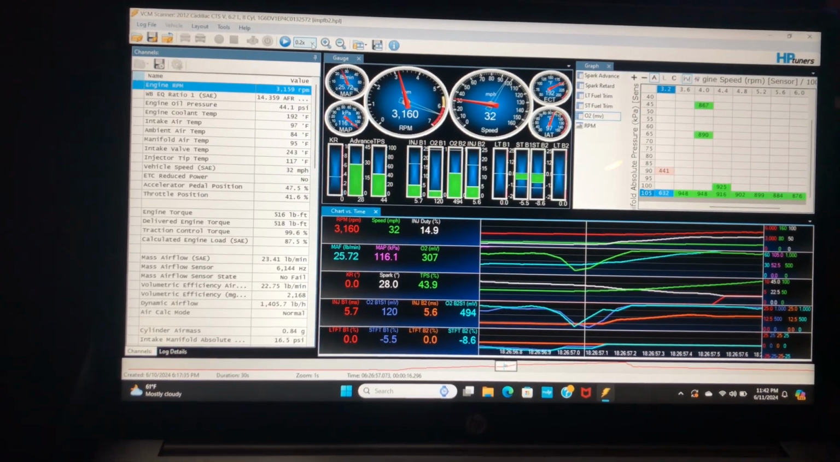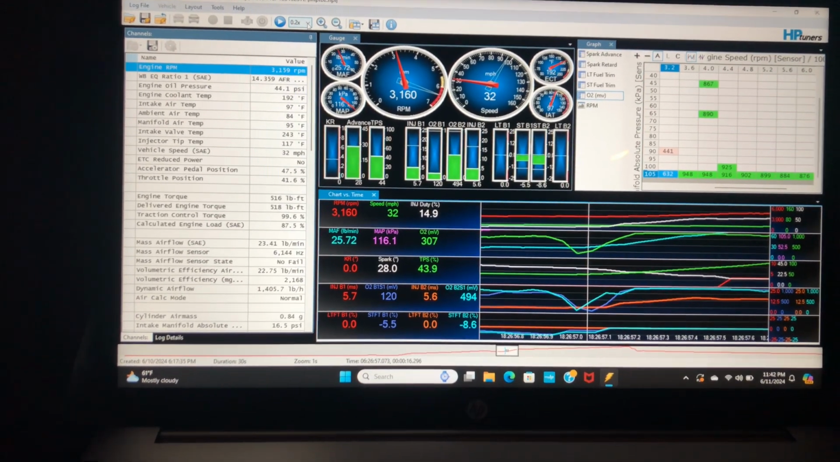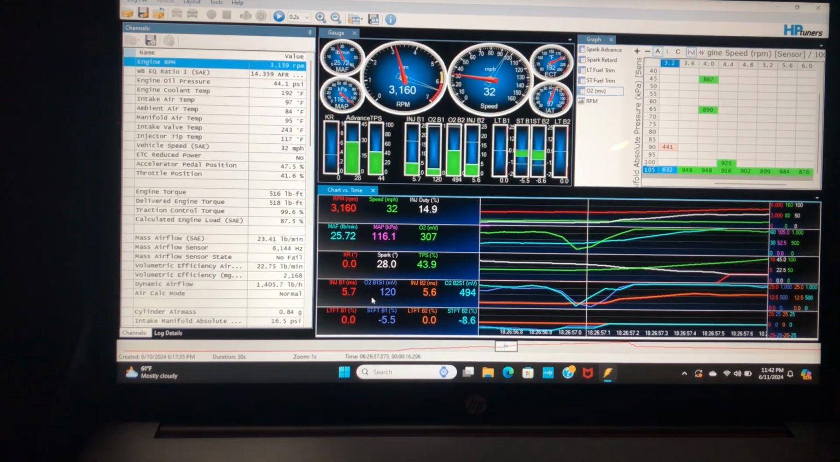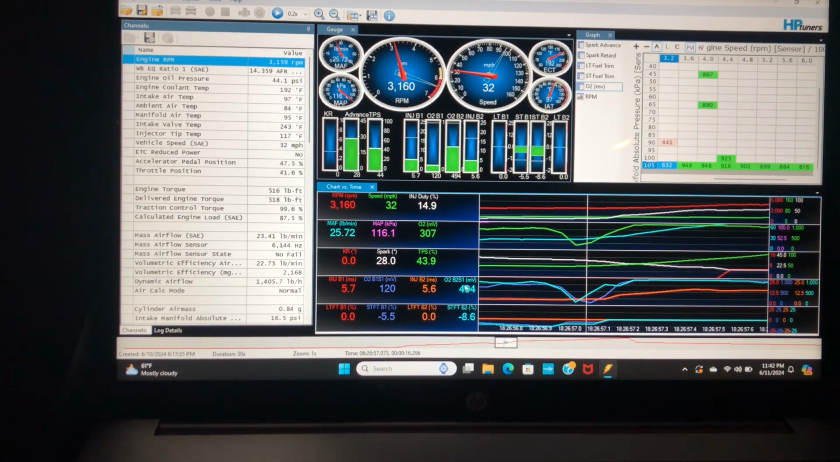All right, so here is a before log. This is when I was misfiring on bank two. So here you have O2 millivoltage, O2 bank one sensor one, bank two sensor one.